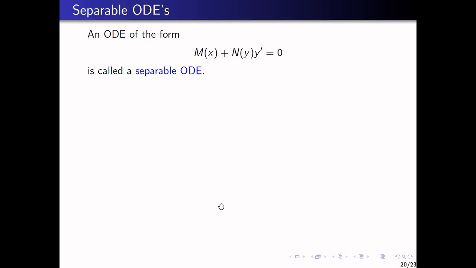Consider an ordinary differential equation of the form m(x) plus n(y) times the first derivative y' is equal to 0. This particular kind of ordinary differential equation is called a separable ordinary differential equation. This kind of ordinary differential equation has a very easy method to solve them. So m is a function of x, n is a function of y, y is the dependent variable in terms of x, and y' is the first derivative of y with respect to x.